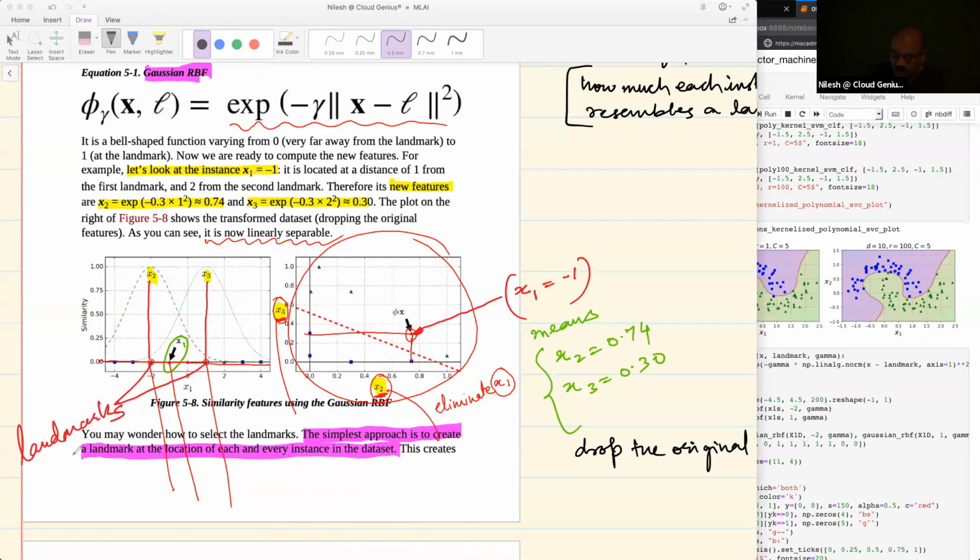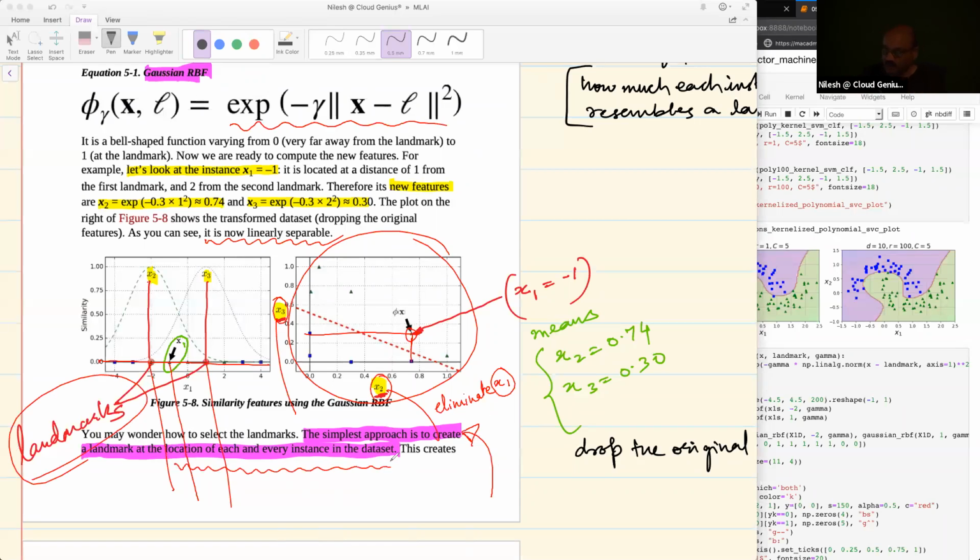And we used landmarks. And so in general, the simplest approach is to create a landmark location of each and every instance in the data set. That's the simplest technique that is recommended in scikit-learn.